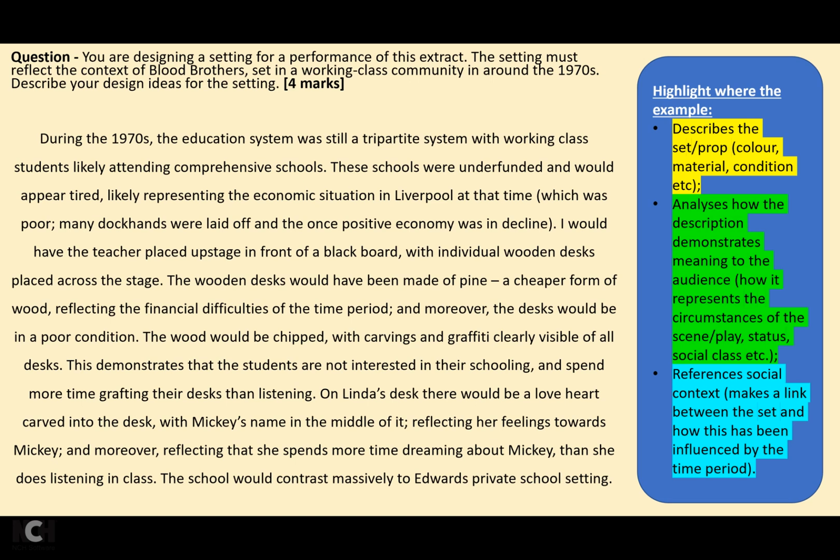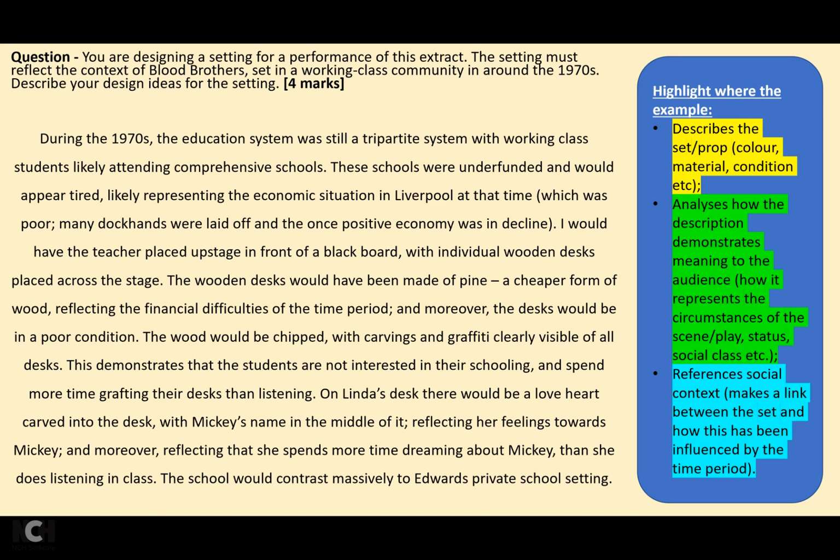Now, the scene that we're looking at is the school scene with Linda and Mickey. It's where Mickey has an altercation with the teacher. It's where he kicks him out of the classroom because Mickey starts to make loads of noise, standing on the table, being a bit of a comedian. But we're focusing specifically on the props and the set.